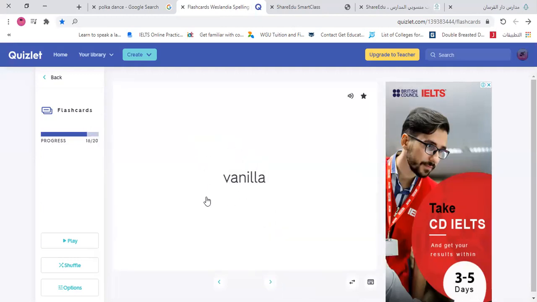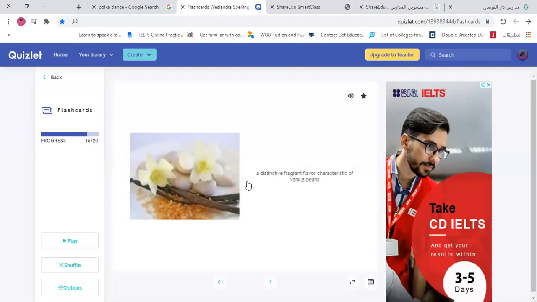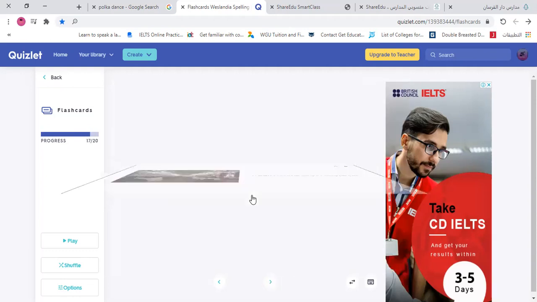The word vanilla comes from the French origin, and it means what? It means the fragrant flavor characteristic of vanilla beans. Before that, the English language didn't know what vanilla means, so they took it from the French language.